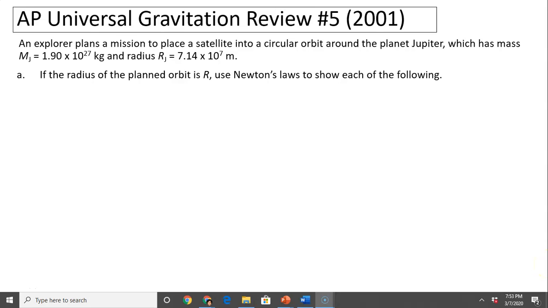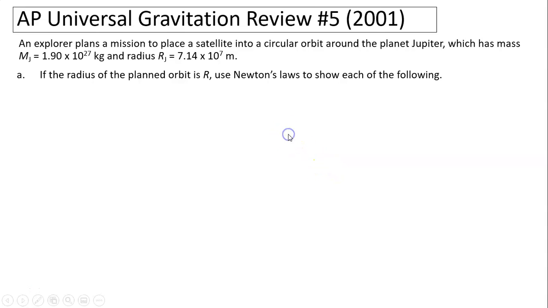This is AP Physics Universal Gravitation Review number 5. An explorer plans a mission to place a satellite into a circular orbit around the planet Jupiter, which has mass mj equals 1.9 times 10 to the 27 kilograms and a radius rj equals 7.14 times 10 to the 7 meters. A. If the radius of the planned orbit is r, use Newton's laws to show each of the following.